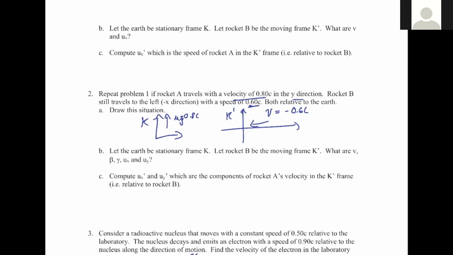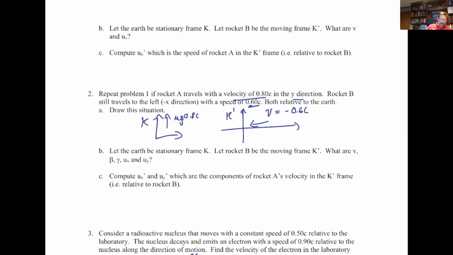Wait, is there a ux? There is none, right? It's only going in the Y direction. So it's zero. The equation for uy is uy over gamma times (1 plus v over c u prime x). So then that would just be 0.